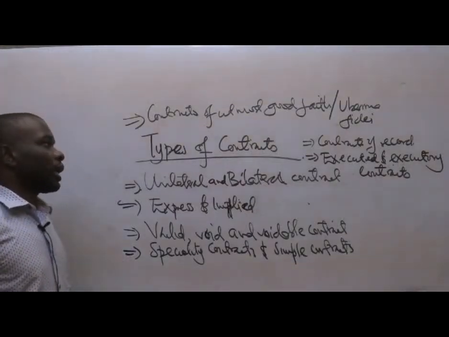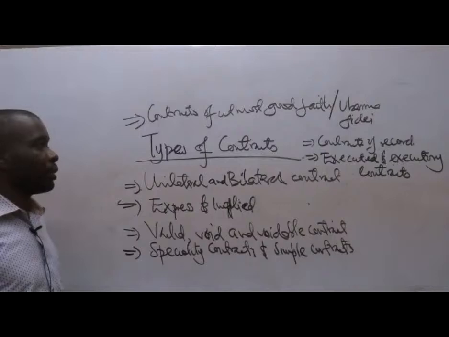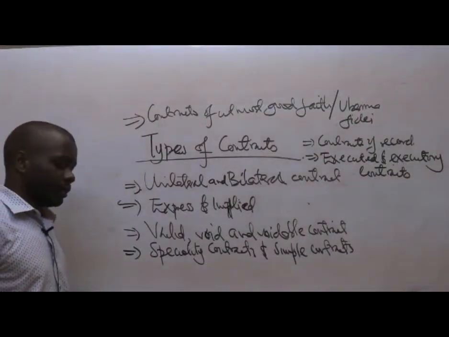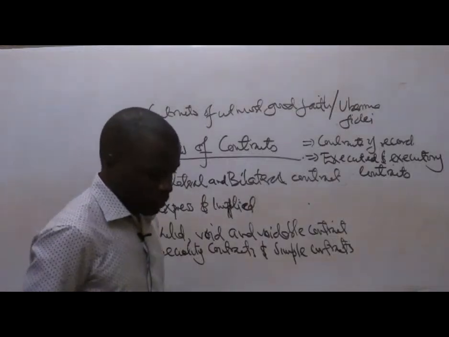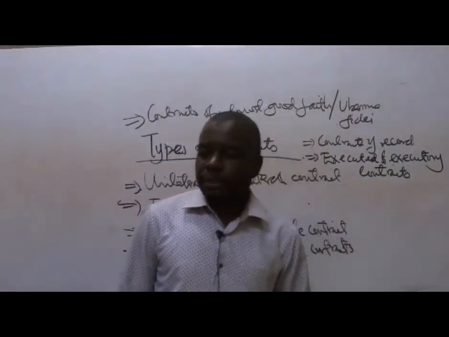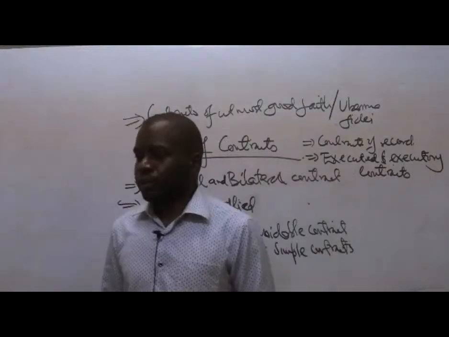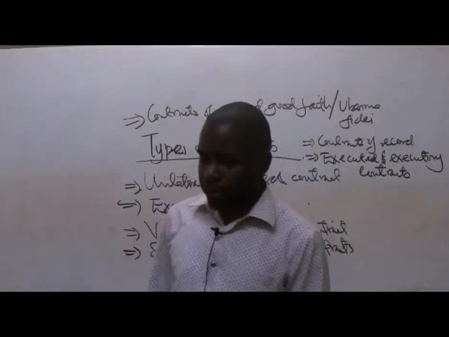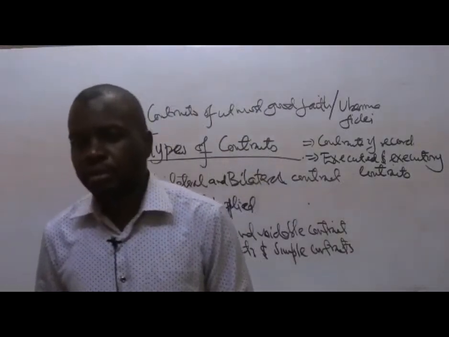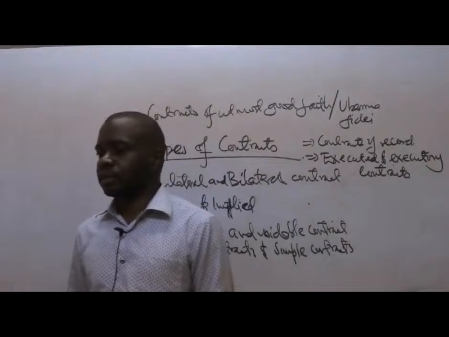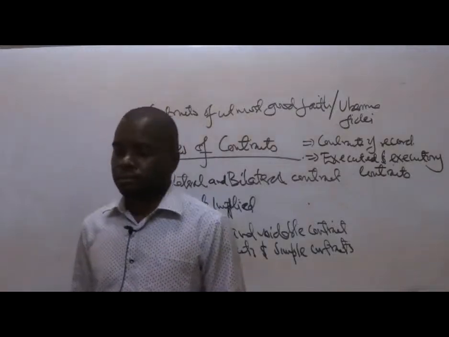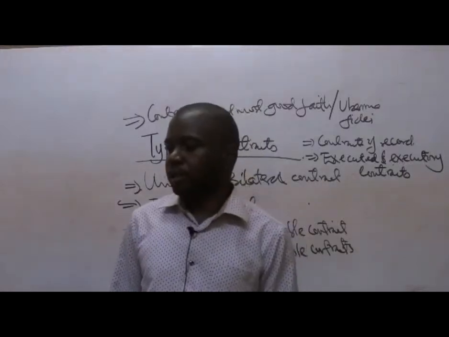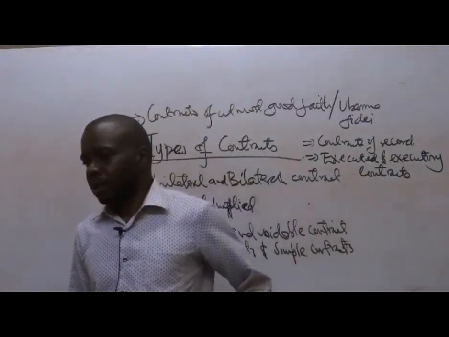When you talk about a contract of utmost good faith or a contract of uberimae fidei, it is simply a contract where one of the parties is expected to act with utmost good faith, or in the best interest of the other party. The best example you can give is a contract of insurance. Always when you are acquiring an insurance policy, there are certain questions that the insurance company will ask you as a person.